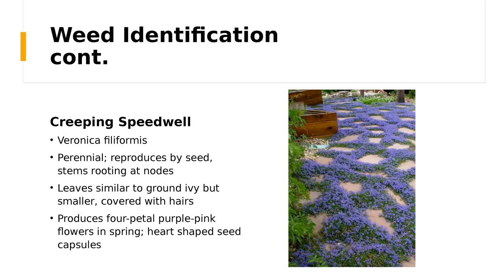This is creeping speedwell, Veronica filiformis. It's a perennial, reproduces by seed, and stems root at the nodes. Leaves are similar to ground ivy, but smaller, and they're covered with hairs. It produces 4 petal purple pinkish flowers in the spring, and they're heart-shaped seeds.